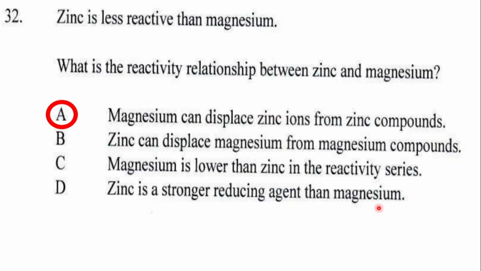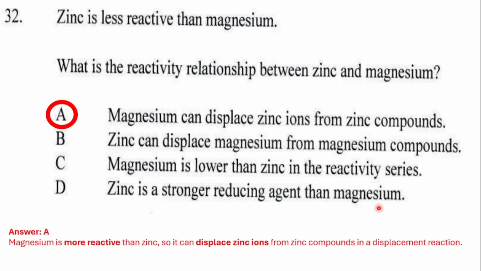But the correct answer is definitely going to be A, because magnesium is more reactive than zinc. So what does that mean? Well, that means that it can displace zinc ions from zinc compounds in a displacement reaction. So the correct answer here is going to be A.